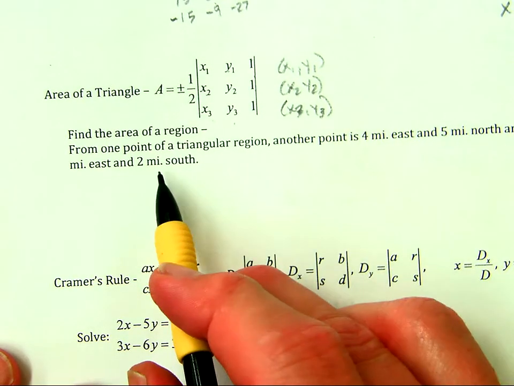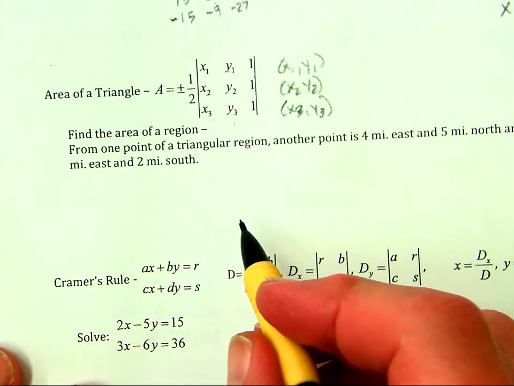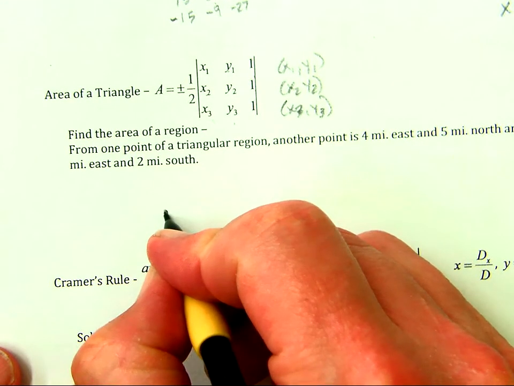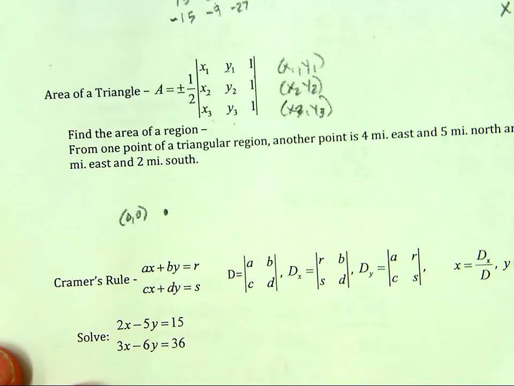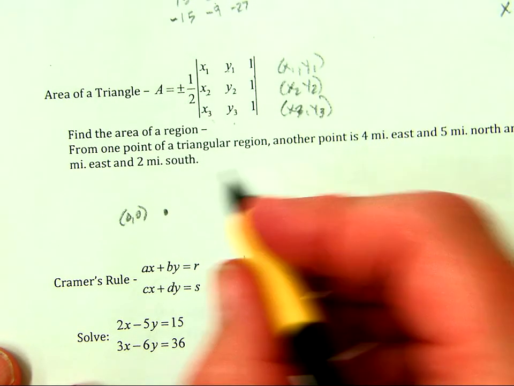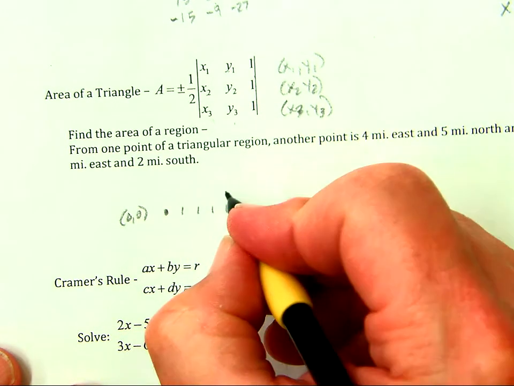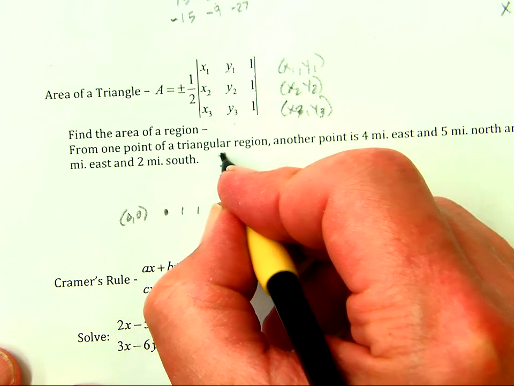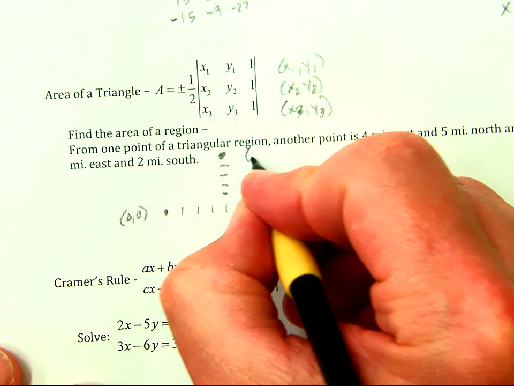So like here, it says the area of a region, from one point of a triangle region. So there's some point out here, it doesn't matter where the point is. Let's say it's right here. Now since that's our starting point, I'm just going to call that 0, 0. I can let it be anything I want. I like 0, 0. Another point is 4 miles east. Well, east is to the right, so let's go 1, 2, 3, 4 miles east and 5 miles north. North is up, so let's go 1, 2, 3, 4, 5. So there's another point. Well, we went right 4 and up 5. That makes that the point 4, 5.